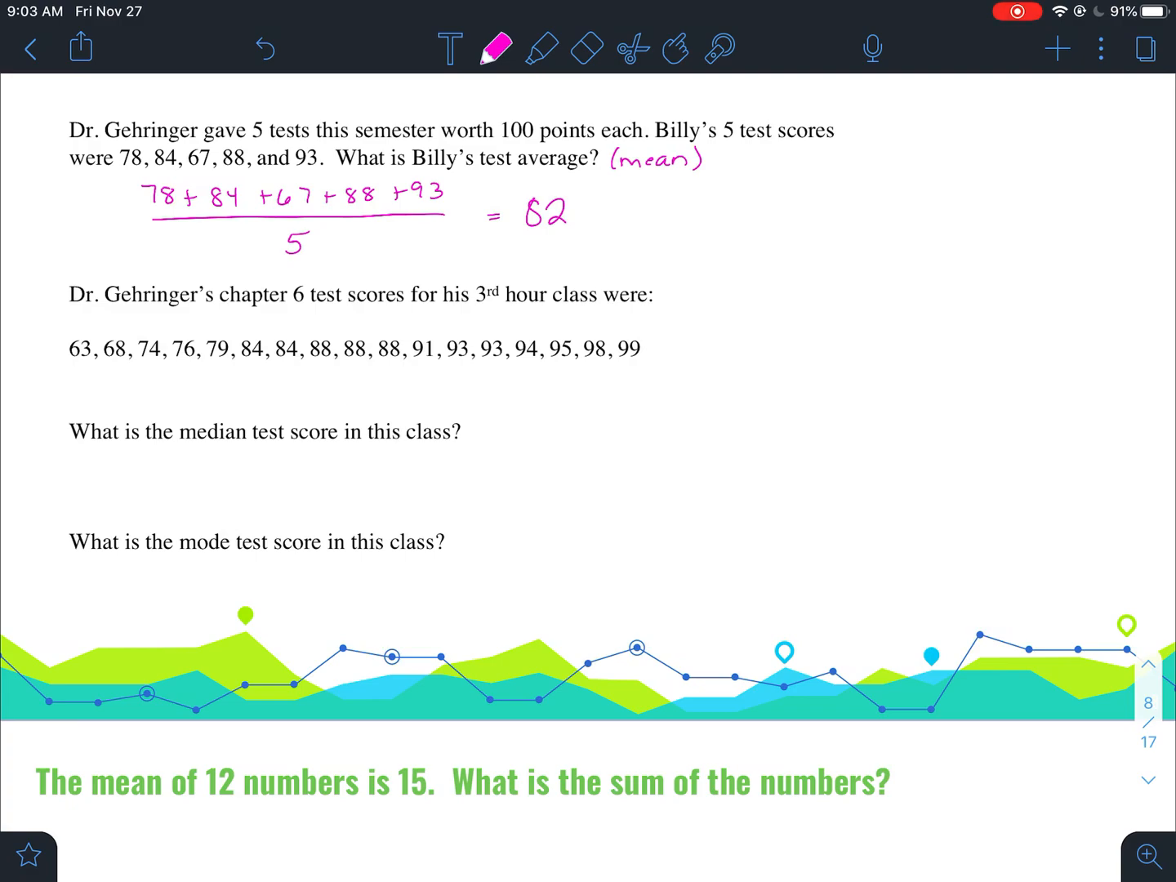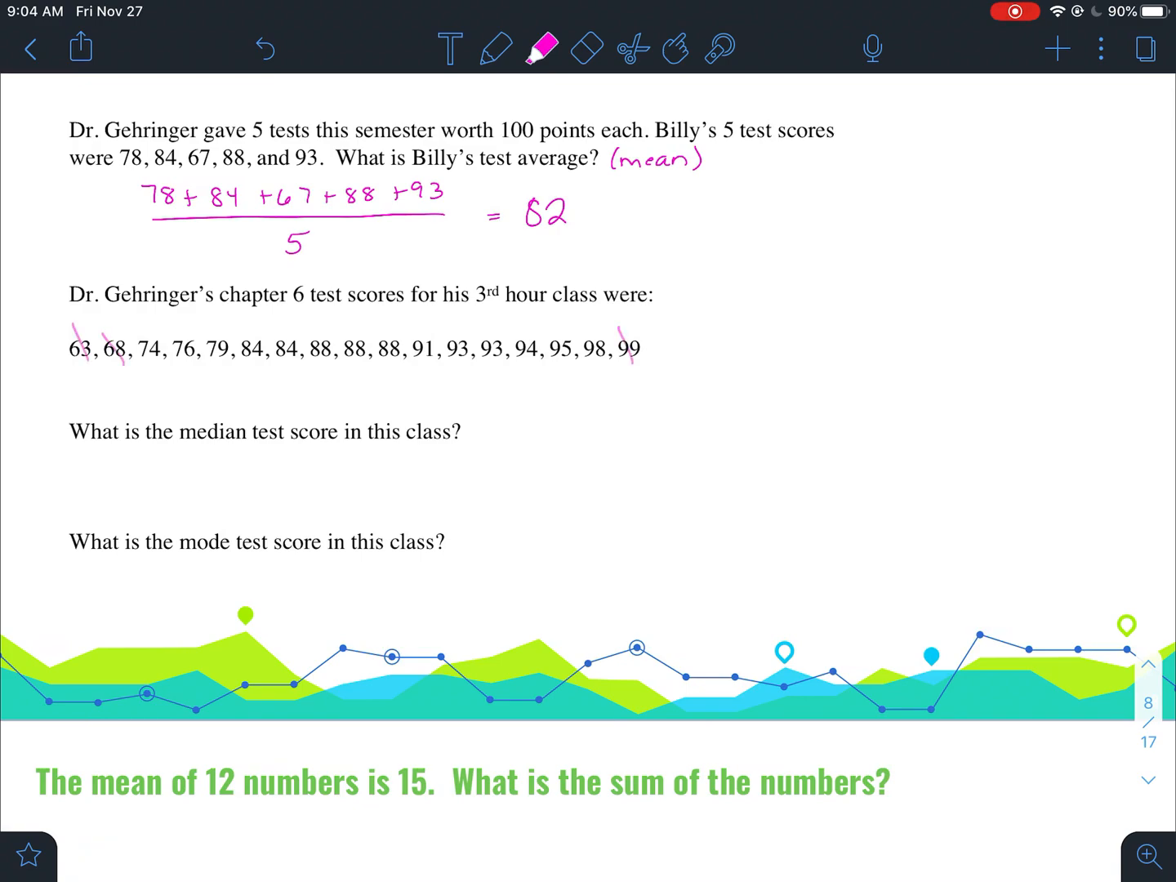Dr. Geringer's Chapter 6 test scores for his third hour class were as follows: a 63, a 68, a 74, a 76, a 79, an 84, an 84, an 88, an 88, an 88, a 91, a 93, a 93, a 94, 95, a 98, and a 99. Now notice they are in order from the smallest test score to the largest, so we don't have to put them in order. Now we need to find the median test score.